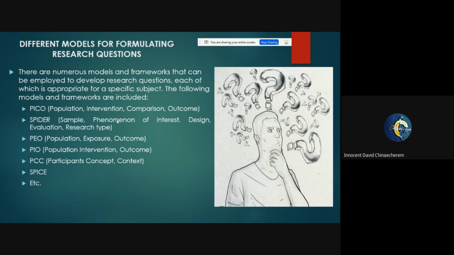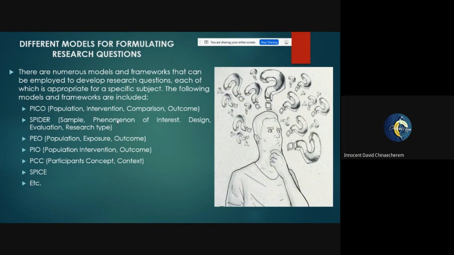So we have different models, and these models are numerous frameworks that can be employed to develop any sort of research question, be it for systematic reviews, scoping reviews, primary research, randomized control trials, or cohort studies. They have a model to fit in. We've said a lot of things about models, so we need to now contextualize it. But before then, we need to understand the different types.